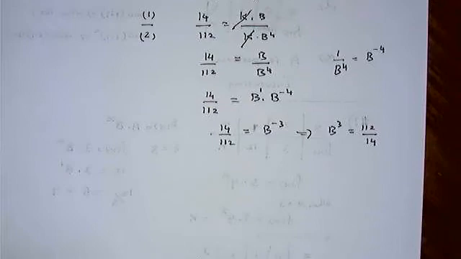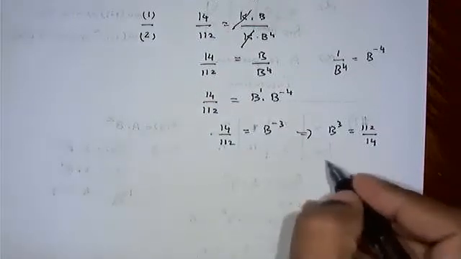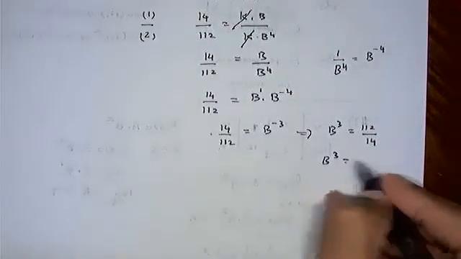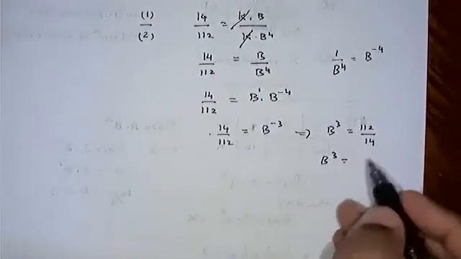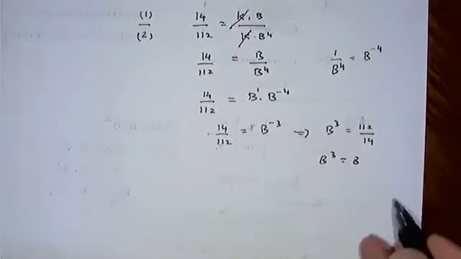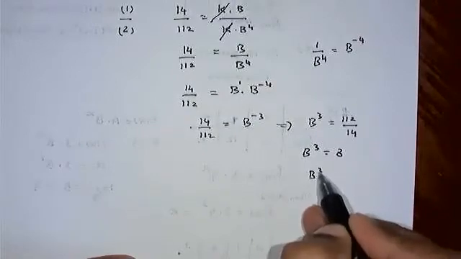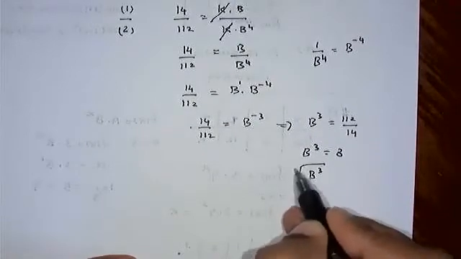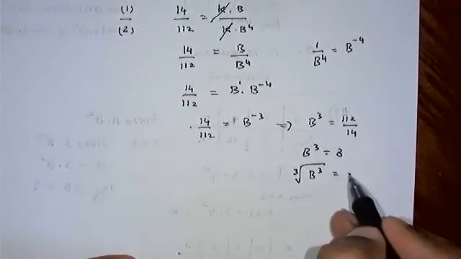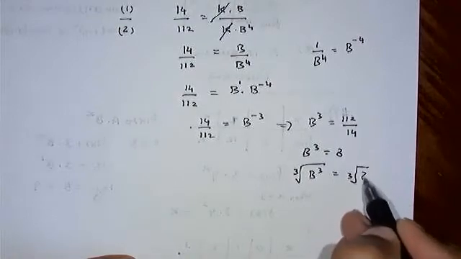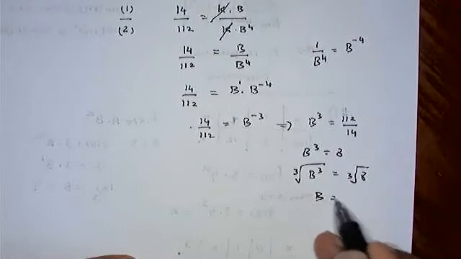All right. So that means no question. So b to the power 3, if we divide 112 by 14, the answer will be equivalent to 8. Now, since we wanted to find the b, what we do is take the third root from both sides of this equation, getting a b value of 2.